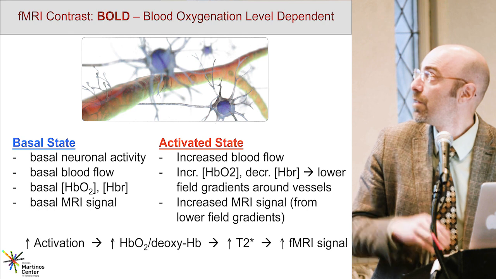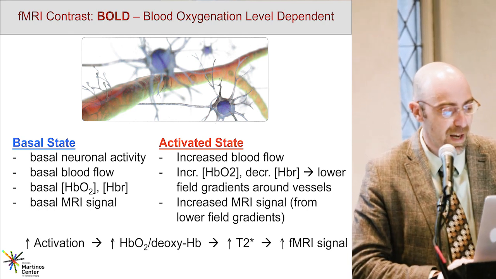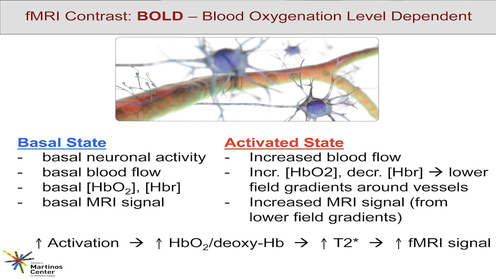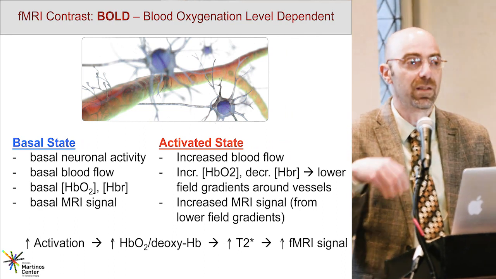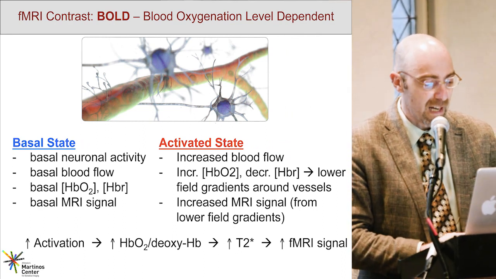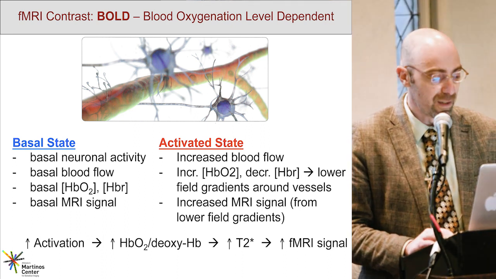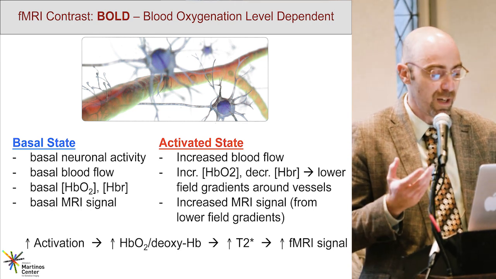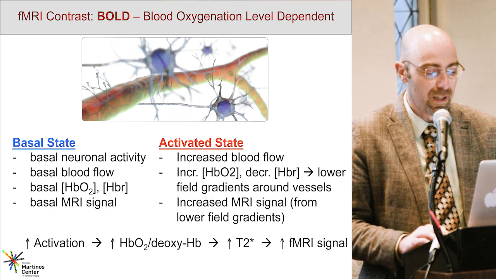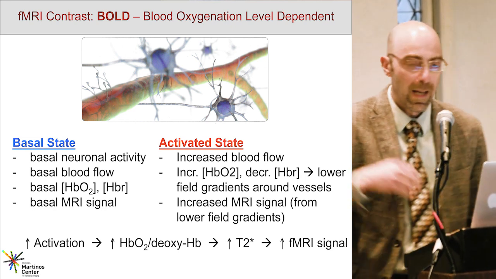So you can think of this as, let's say these are neurons with blood vessels going around them somewhere in the brain. There's a basal state of neuronal activity. These neurons are firing with a basal level. There's a basal amount of blood flow and relative oxygenated and deoxygenated hemoglobin. And then when that part of the brain becomes active, there's an increase in blood flow to that area, an increase in oxygenated hemoglobin, and a relative decrease in deoxygenated hemoglobin. And it's this latter deoxygenated hemoglobin that leads to lower MRI field gradients around the vessels and an increase in MRI signal. So an increase in activation changes this ratio, which changes this parameter called T2 star and increases the fMRI signal. And what does this data look like?